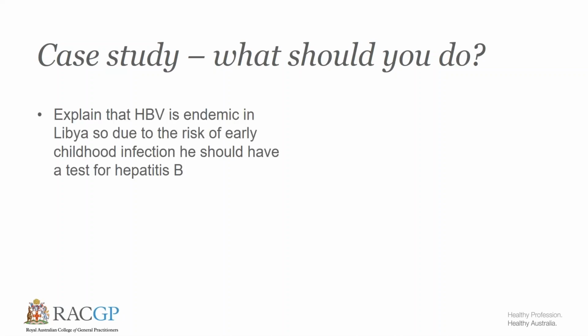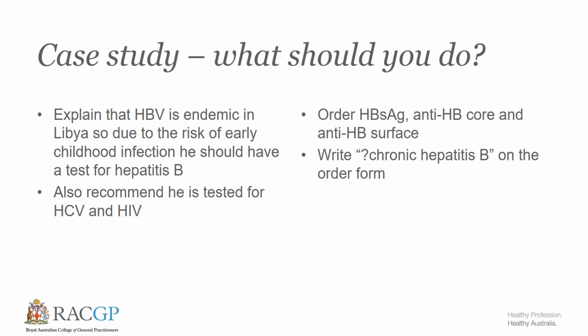So, explain to Mahmoud that yes, Libya is in a region where hepatitis B is endemic, and due to the risk of him being born there and having an early childhood infection, it is important that he gets tested. And also recommend that he's tested for hepatitis C and HIV, also because of coming from the Middle East. So what you do is order hepatitis B surface antigen, core antibody, and surface antibody, and write query chronic hepatitis B on the order form.